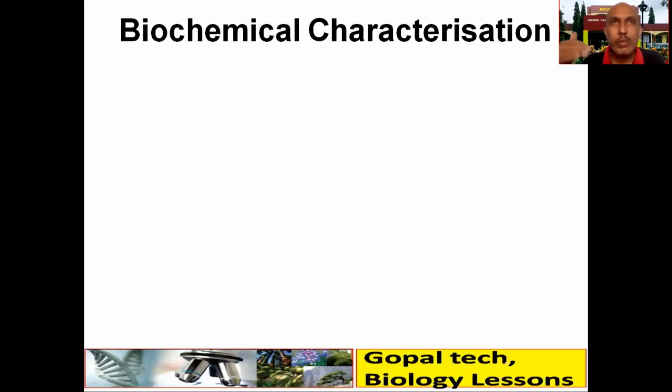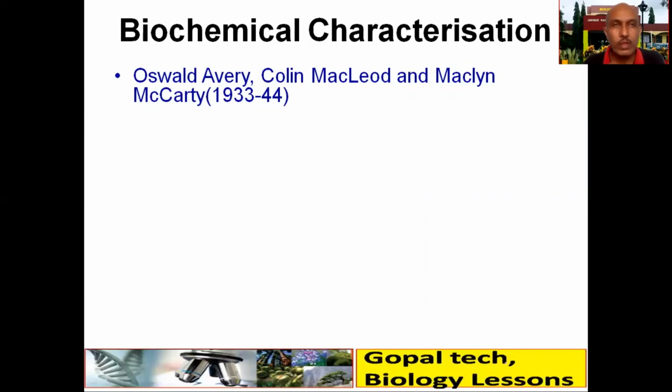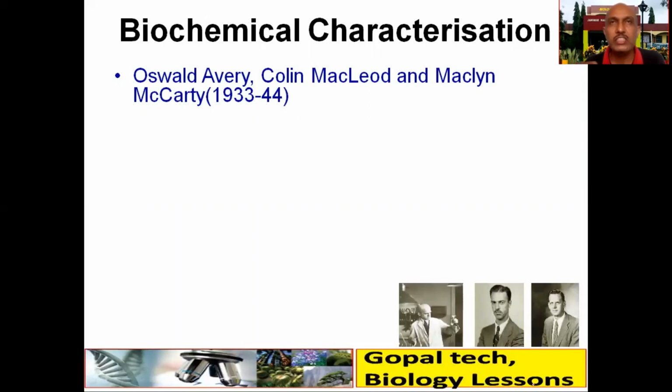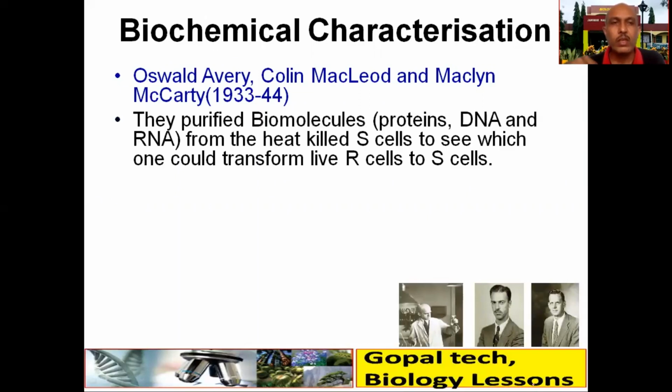Now, what is that biochemical characterization? Three scientists, Oswald Avery, Colin MacLeod and Maclyn McCarty, in 1933 to 44. These three scientists, you can see. They purified the biomolecules from these bacteria, like proteins, DNA and RNA, along with carbohydrates and fat also. But we will give more importance to these three elements. From the heat killed S cells, to see which one could transform a living R cell to make it an S cell.